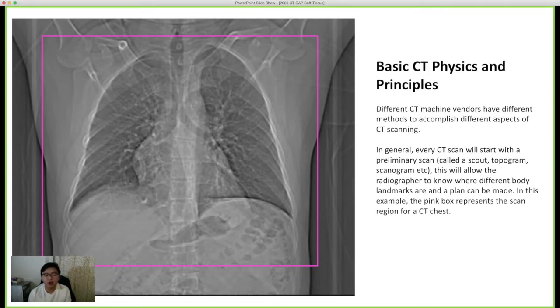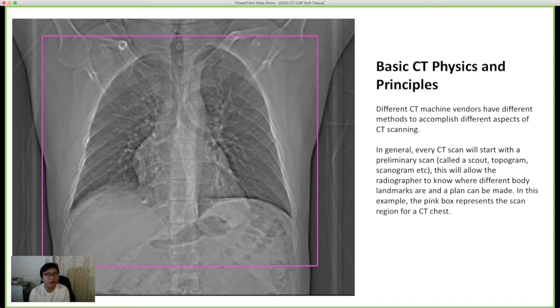The CT scanogram or topogram gives us an indication of where the region of interest is. It tells us the top and it tells us the bottom. This pink box is often what we use to indicate the top and the bottom of our scan range. I work predominantly with a Siemens CT scanner, so you might hear me say topogram a lot, but topogram, scout, scanogram, they're all really the same thing.